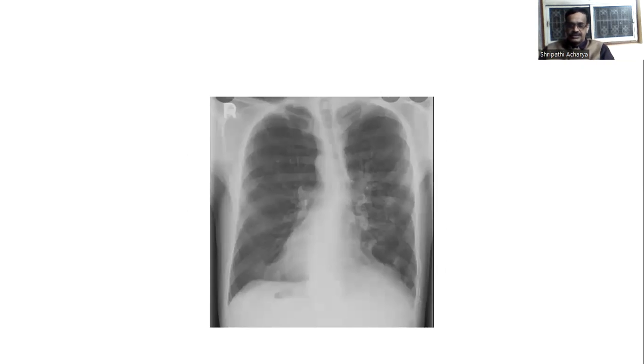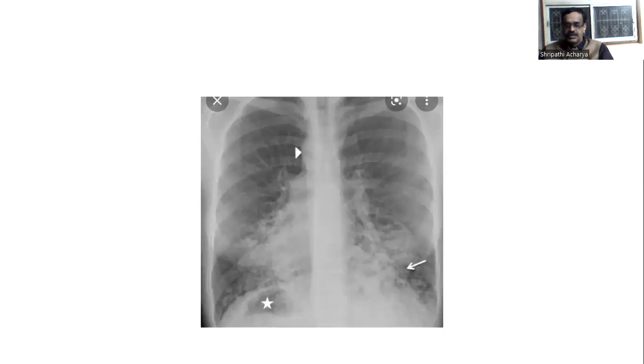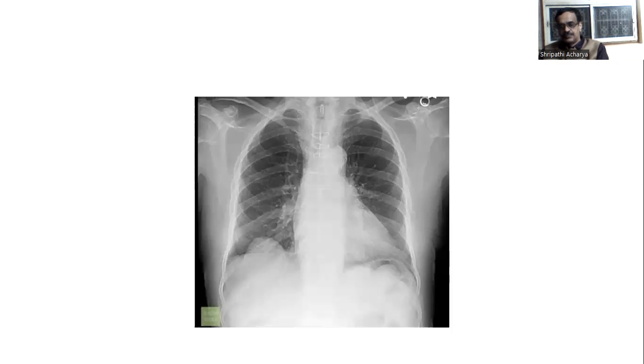Here also you can see the cardiac apex is on the right side, stomach shadow on the right side, liver on the left side, and bronchiectasis changes. The case of Kartagener syndrome. Here the bronchiectasis is very common, isn't it? And the stomach shadow is on the right side, cardiac apex on the right side. This is a clear-cut case of Kartagener syndrome.